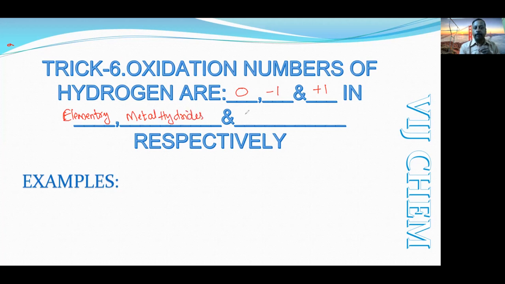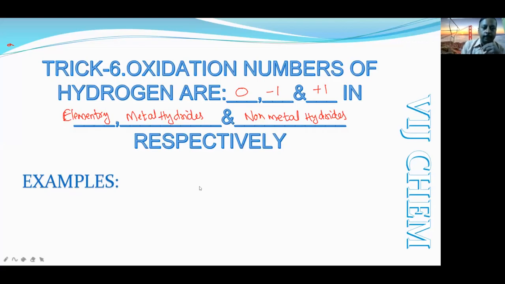Okay, +1 will be where? Non-metal hydrides. I think all of you are able to understand it. Okay, so here are examples. Elementary state, as usual, only one element must be present, that is hydrogen. Okay, metal hydrides, calcium hydride. And next one, non-metal hydrides. Let us take H2S.